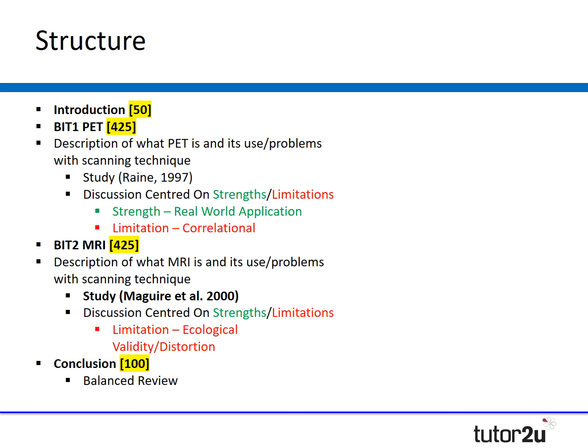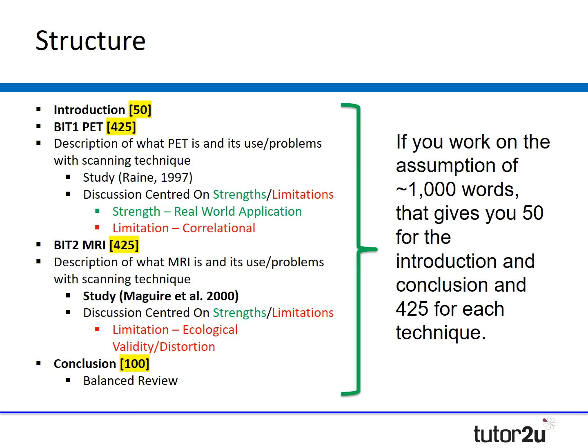If we know that we've got that structure, what we can then do is put some really rough numbers down. In terms of my introduction might be 50 words, my conclusion might be 100, and if I know that I'm writing 1,000 words in total, that leaves me with approximately, and as I say, these are rough numbers, about 425, 450 words for each of my different brain imaging technologies.